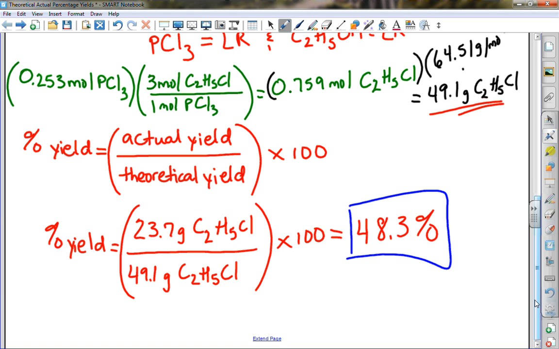And you are done. And that was it. That's the lesson on how to calculate theoretical and percent yields and compare them with actual yields.